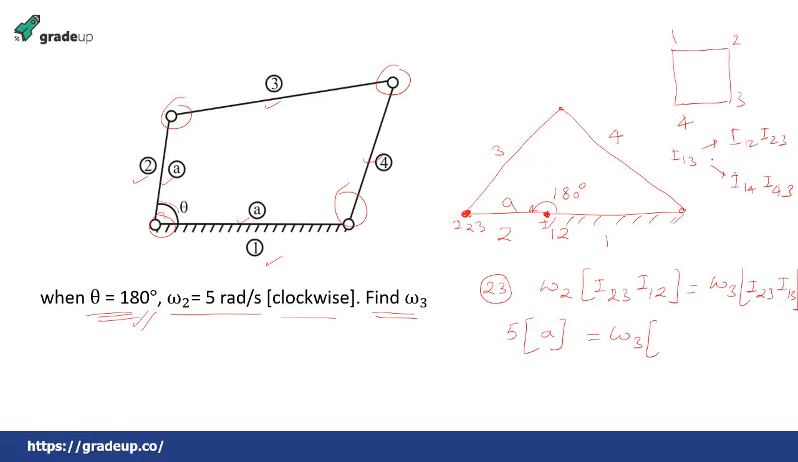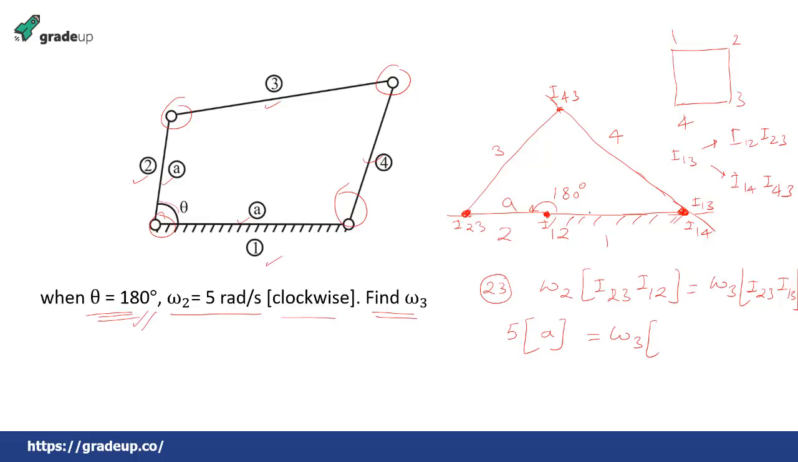1, 2 is this, 2, 3 is this, so along the line joining I23 and I12. Then I14, where is 1, 4? This is I14. And where is 4, 3? This is I43. So along the line joining these two, this point will again be I13.